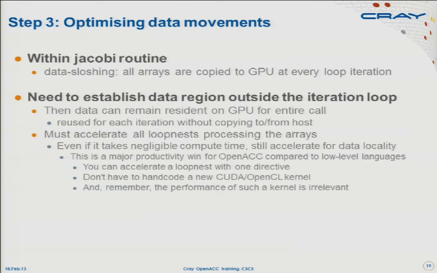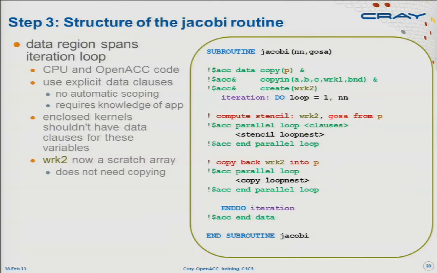This is a big win for something like OpenACC. Porting a loop nest that takes no time is one directive, because you don't even care about scheduling, because it takes no time. But otherwise, you'd have to write a whole CUDA kernel to do that. So OpenACC is a big win when you're trying to get these data movements. So this is what I do.